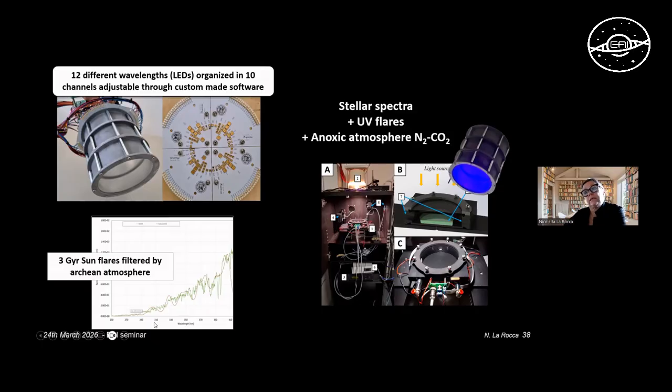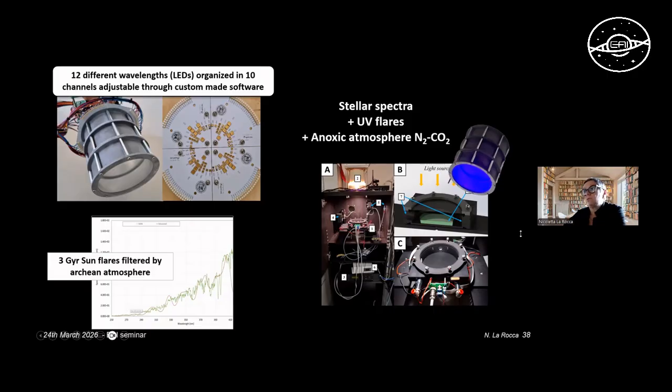And here in the lower part, you have an example of the 3 gigayear sun flare filtered by a potential Archean atmosphere. In green, the mathematical model, and in red, the reproduced spectrum of the flare.